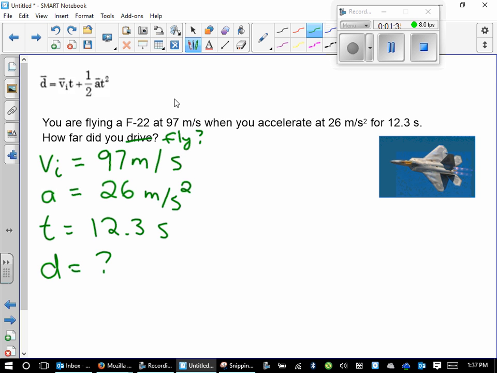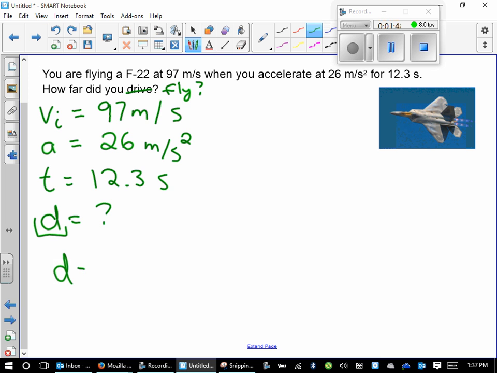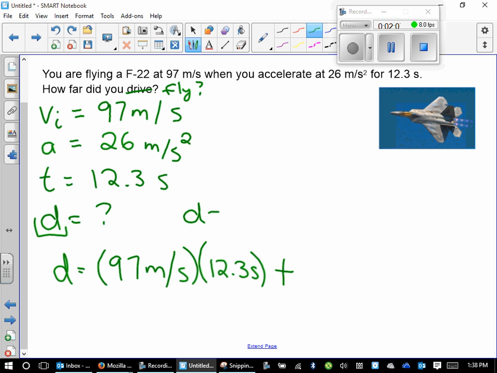So I need some sort of formula that has displacement, an initial velocity, acceleration, and time. Yep, I have all those things, and that will give me displacement. So that tells me this is the formula that I'm using. So displacement equals initial velocity, which we said was 97 meters per second, times the time, which is 12.3 seconds, plus, this is just from the formula, sorry, first of all I should really write out the formula that I'm using. That would be good physics way to answer a question.